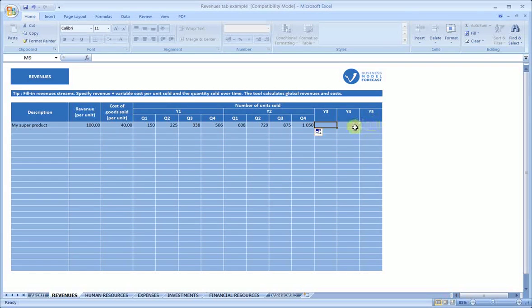fifth years you have to specify the quantities you expect to sell annually. So let's say here 5,000 for instance, and maybe 7,500 and maybe 10,000. Of course all these quantities are here in this example just guesses.